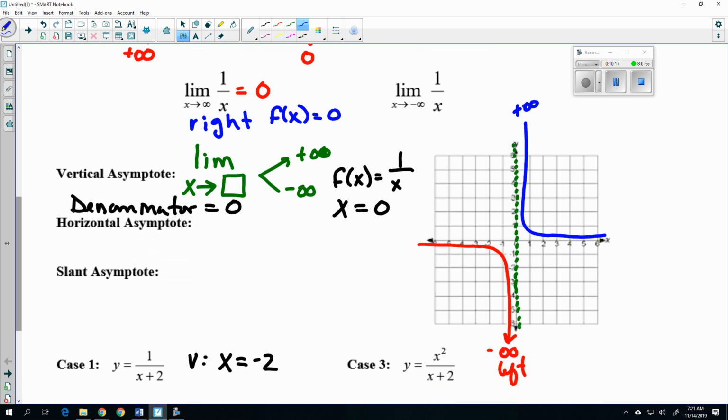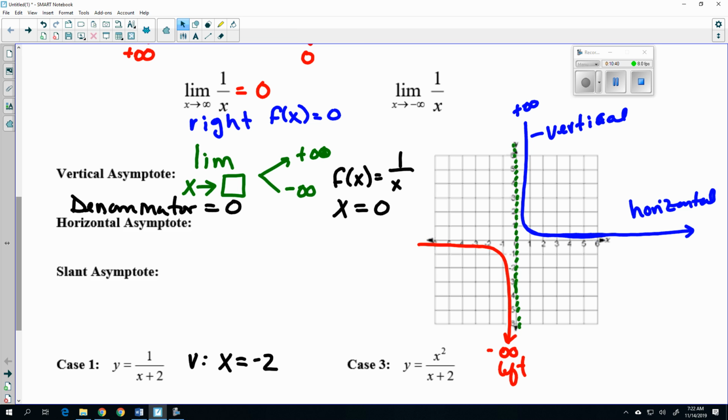We already had graphed it. As I come into infinity, oh, I'll never get there. I keep going. So this direction is horizontal. Would you agree? And this direction is vertical. So that's why we call it the vertical and the horizontal. So let's look on the red and let's see what happens.